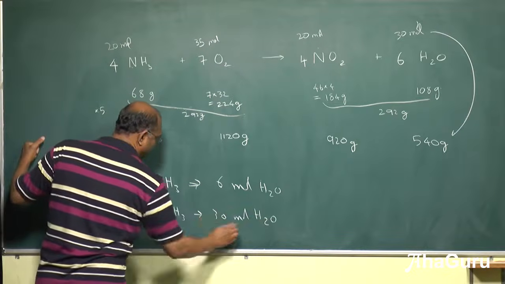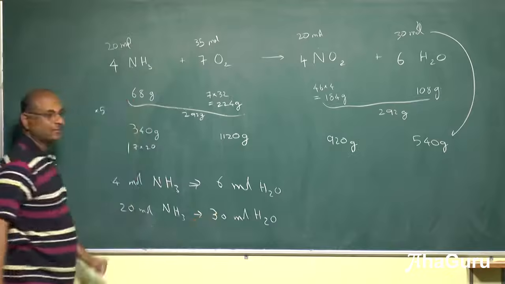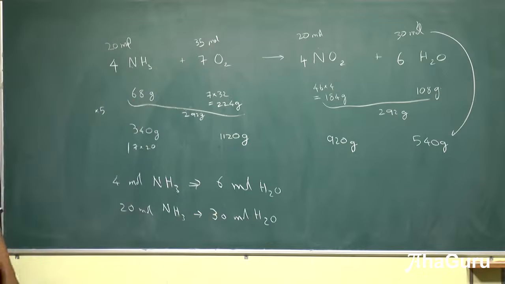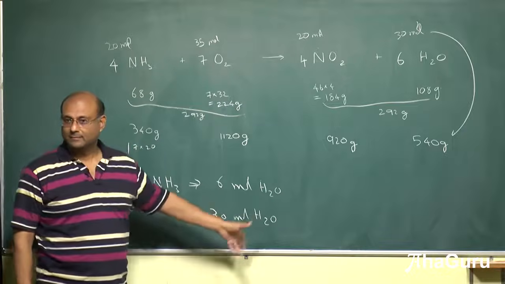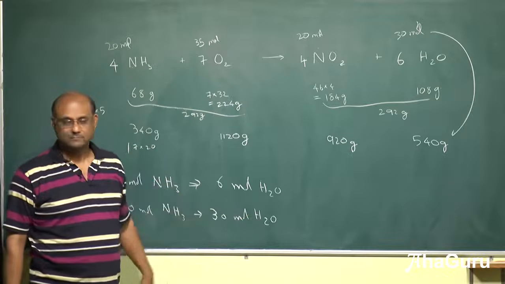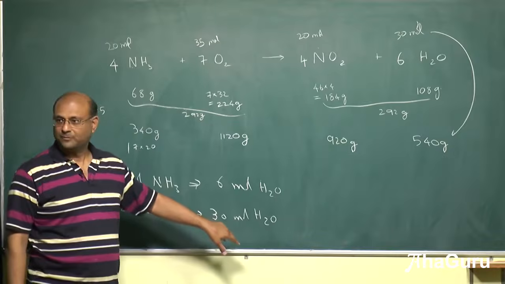The proportionality is for moles. It is not for mass. Once you figured it is 30 moles of water, how much will be the mass? 30 times 18. So 540. Hopefully this is clear. Okay.